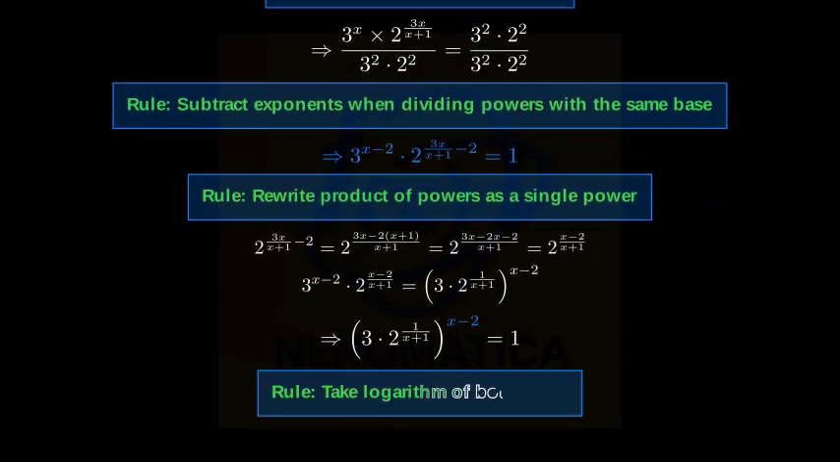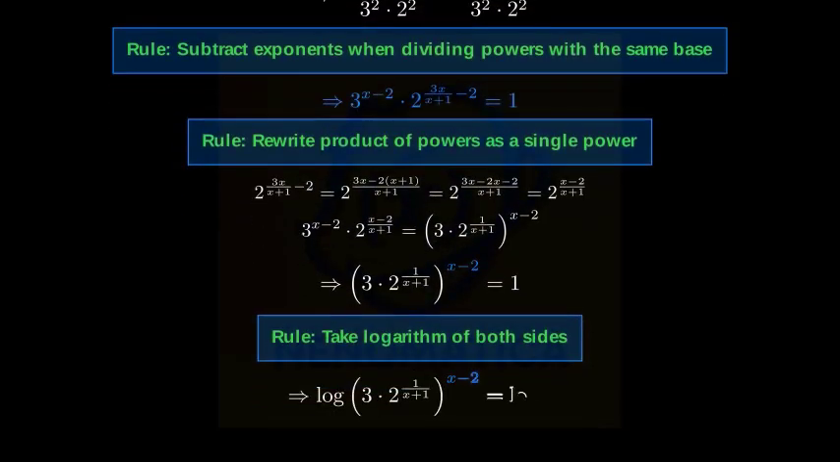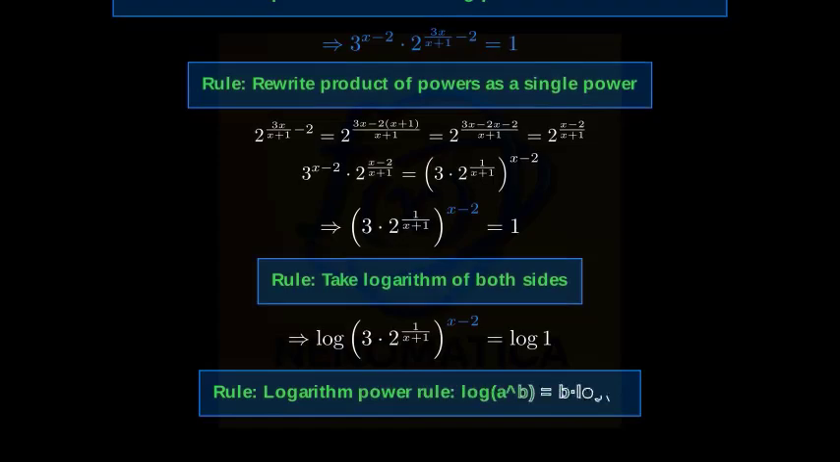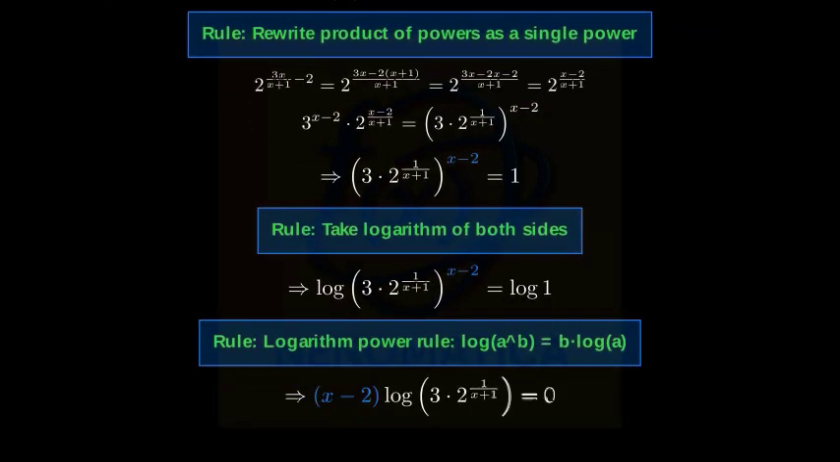Since we have a power equal to 1, we'll take the logarithm of both sides to bring down the exponent. By the logarithm power rule, the logarithm of a number raised to a power equals the power times the logarithm of the number. So we get x minus 2 times the logarithm of 3 times 2 to the power of 1 over x plus 1 equals the logarithm of 1, which is 0.